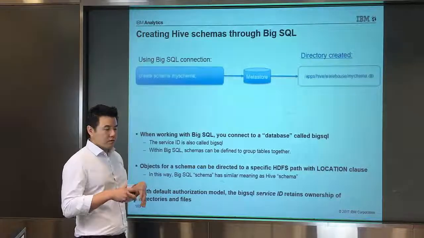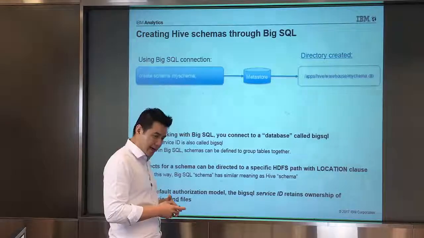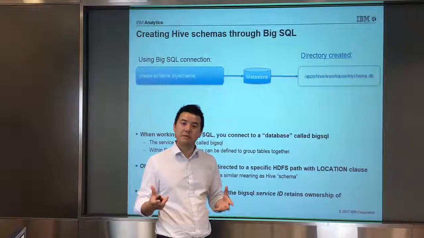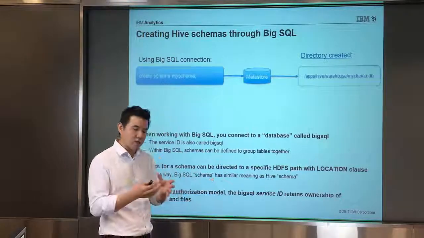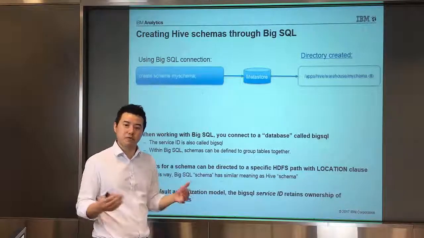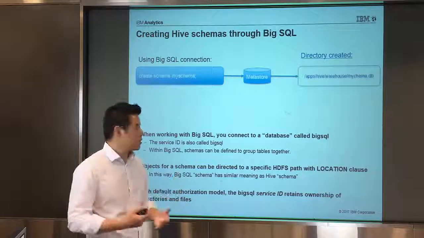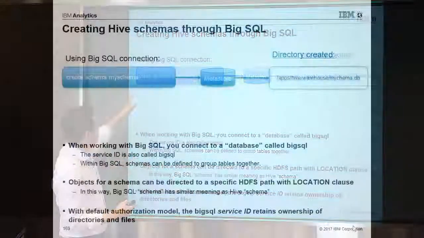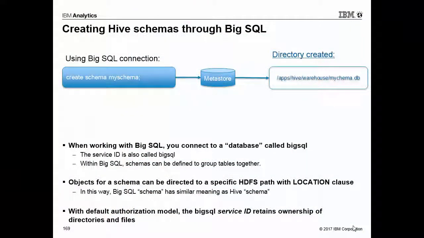Next, let me talk about schema creation. So in Hive and Big SQL, Hive and schema mean the same thing. It's just a logical place or a namespace to group objects together. Helps us organize our objects. Now, when you say in Big SQL, create schema my schema, that becomes a metastore operation. And in the metastore, we will register that the schema belongs by default in apps hive warehouse my schema.db. That's just a path in HDFS.